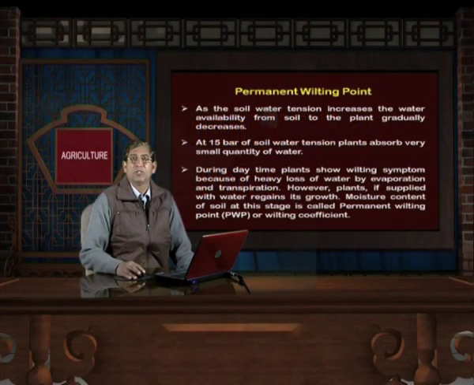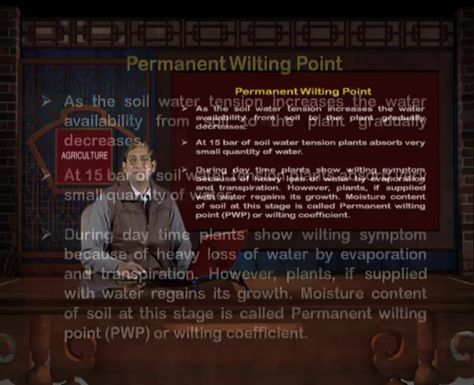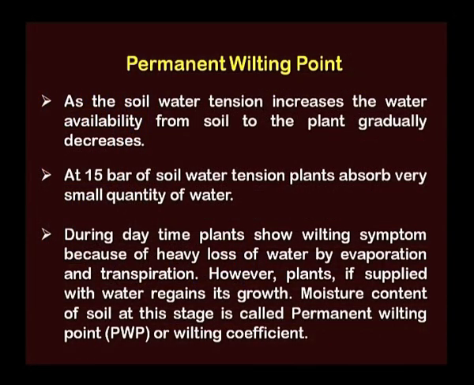The next soil moisture constant is permanent wilting point. Field capacity is the upper limit of available water, whereas permanent wilting point is the lower limit of available water. As the soil water tension increases, the water availability from soil to the plant gradually decreases. At 15 bar of soil water tension, plants absorb a very small quantity of water.